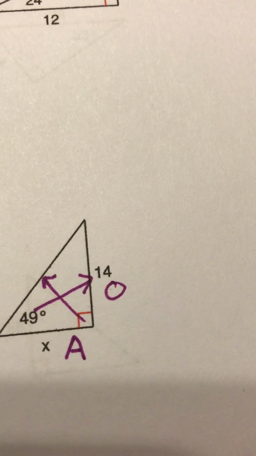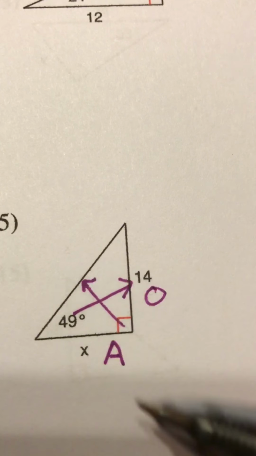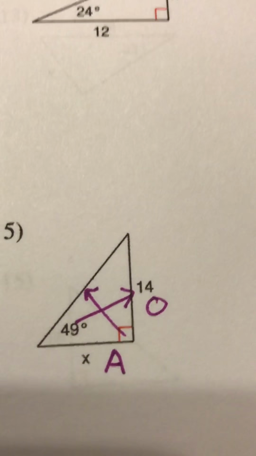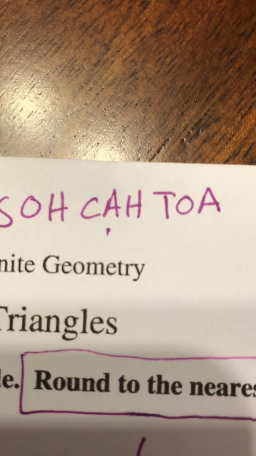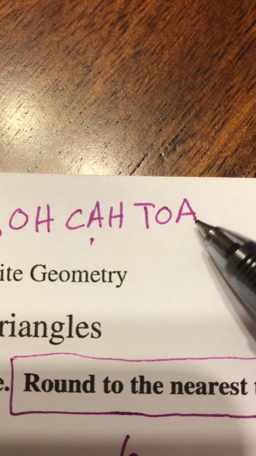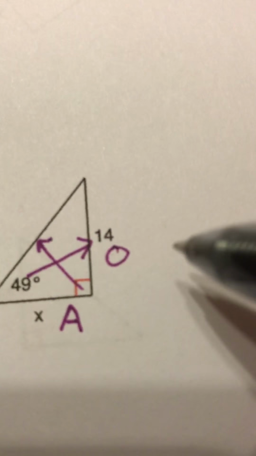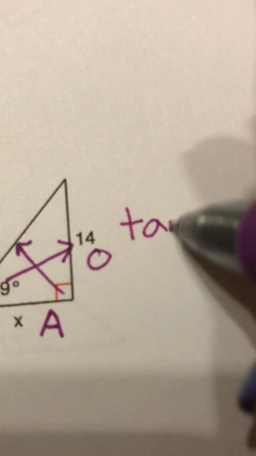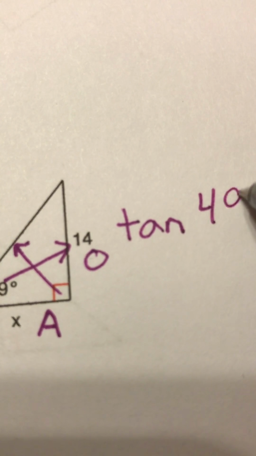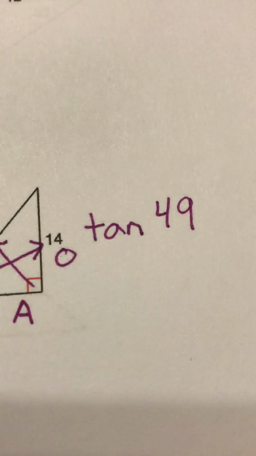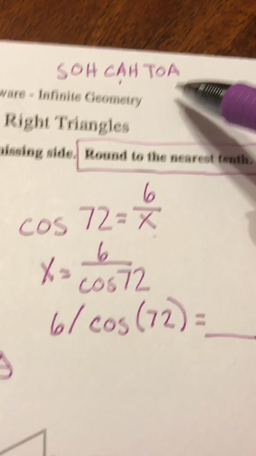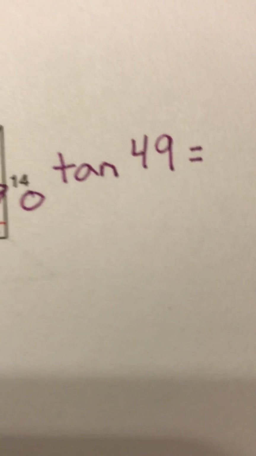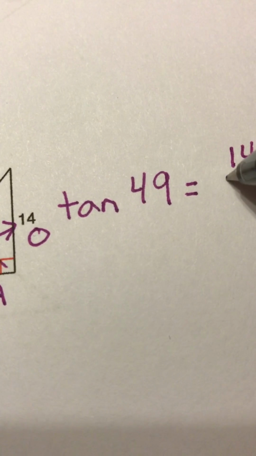Okay? So this time I don't have my hypotenuse at all. I have my opposite and my adjacent. So if I look at my SOHCAHTOA, if I have opposite and adjacent, I'm going to have tangent. So tangent of 49, because that's what the angle says, equals O over A. So O was 14, A is X.